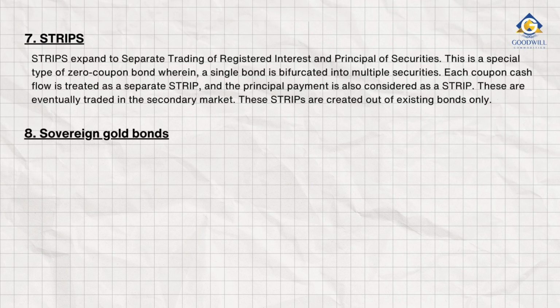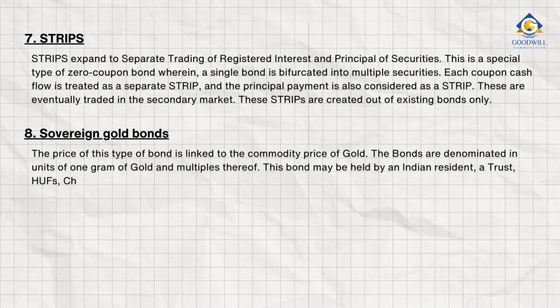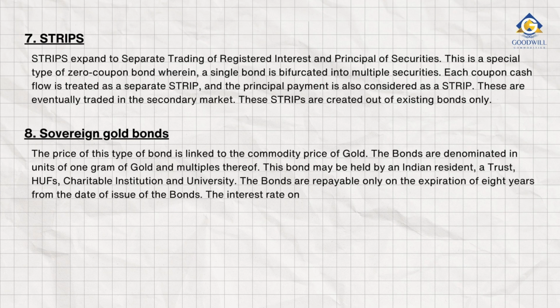8. Sovereign gold bonds. The price of this type of bond is linked to the commodity price of gold. The bonds are denominated in units of 1 gram of gold and multiples thereof. This bond may be held by an Indian resident, a trust, HUFs, charitable institution, and university. The bonds are repayable only on the expiration of 8 years from the date of issue of the bonds. The interest rate on such bonds is fixed at 2.5% p.a. on the nominal value of the bond.